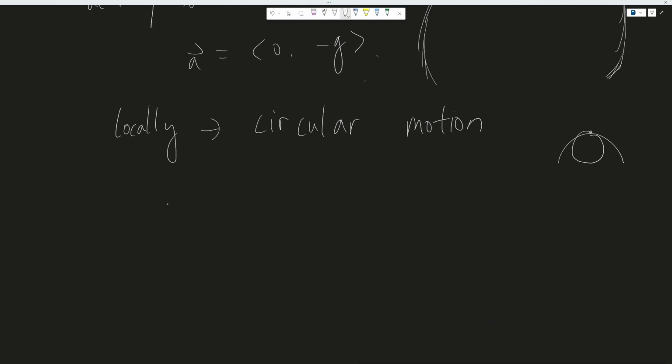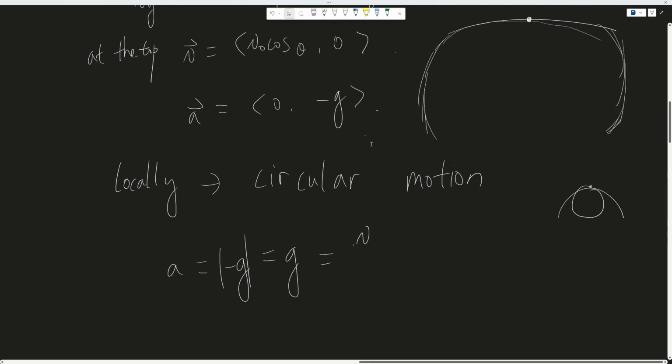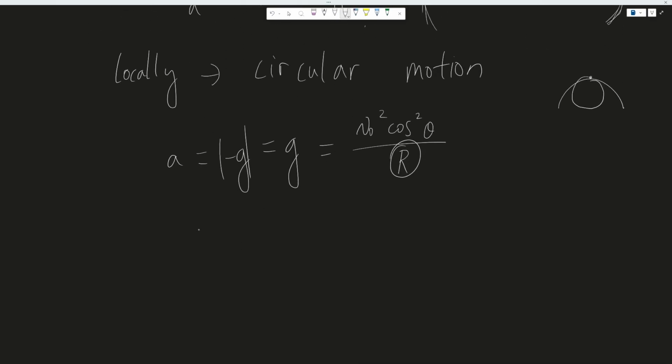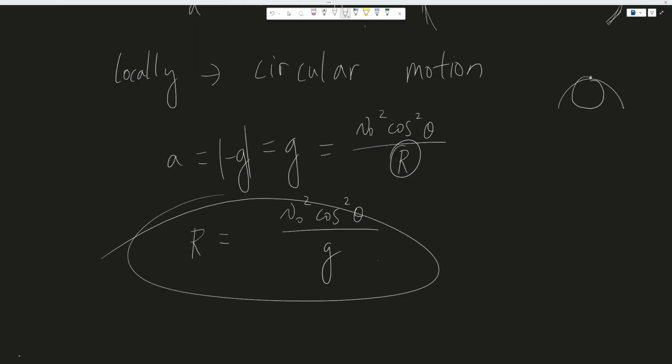So then the acceleration must satisfy the magnitude of the acceleration, which is positive g, because it's the magnitude. It needs to be equal to v squared over r. And we know v squared from here, that's v0 cosine theta. So v naught squared cosine theta squared over r. That's the radius of curvature we're trying to find. And then we just isolate r. We get r equals v naught squared cosine squared theta over g. And so that is our answer to part A.